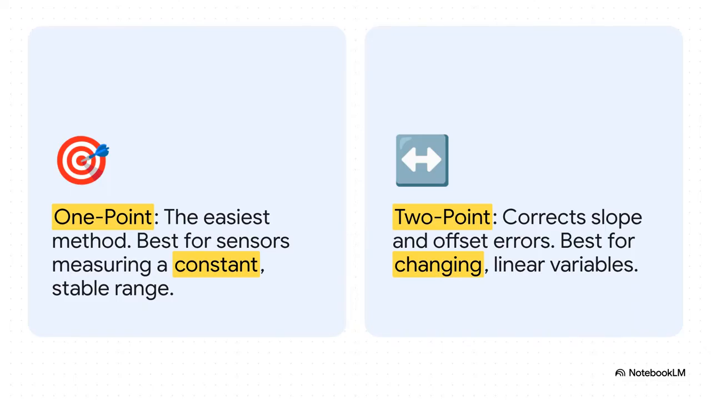And how you calibrate really depends on what you're measuring. For something that's pretty stable, a simple one-point check against a single known value might be all you need. But for a variable that's constantly changing, like the outdoor temperature, you need a more robust two-point calibration, checking it at both a low and a high point to make sure it's accurate across its entire range.